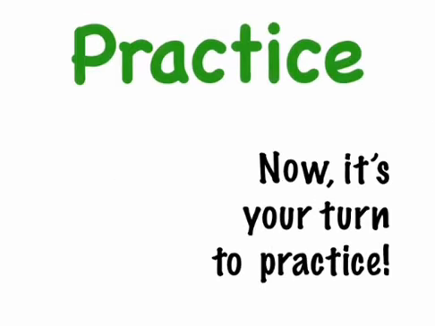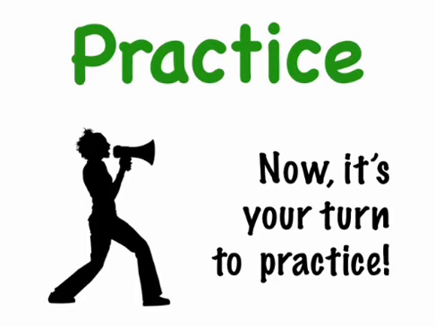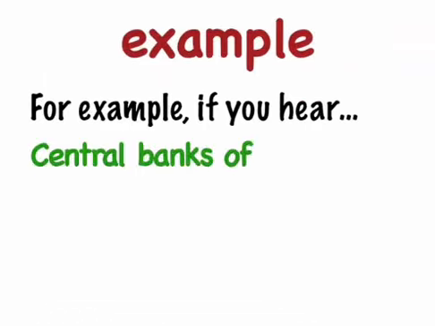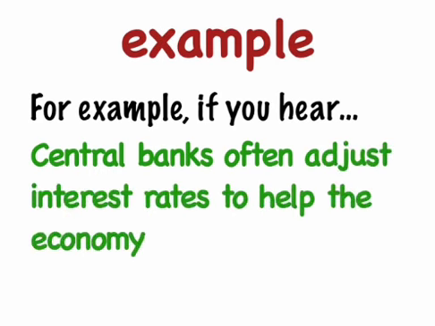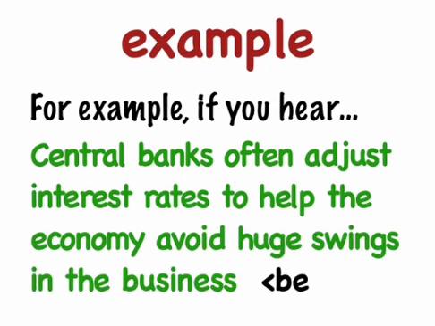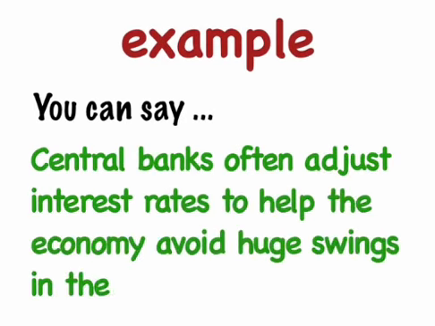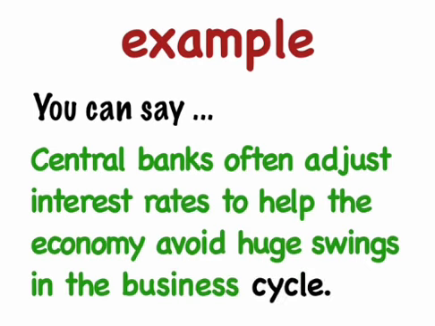Now, it's your turn to practice some of the words we have studied in this lesson. In a moment, you'll hear a series of sentences with a word replaced with a beep. Repeat each sentence, including the missing word. For example, if you hear, Central banks often adjust interest rates to help the economy avoid huge swings in the beep business, you can say, Central banks often adjust interest rates to help the economy avoid huge swings in the business cycle. We'll play the correct answer after each question. Ready? Let's give it a go.